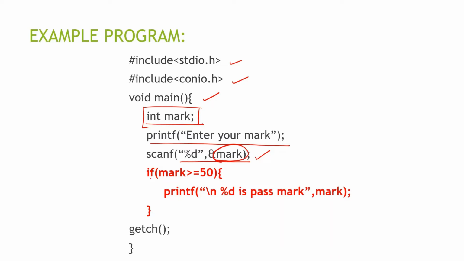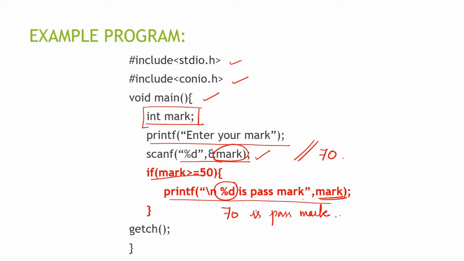And here we are checking the condition. When the mark is greater than or equal to 50, we print "%d is pass mark", and in this place we show the mark value. If the user gives the value 70, then 70 will be printed like "70 is pass mark". This will be the output which we will get.